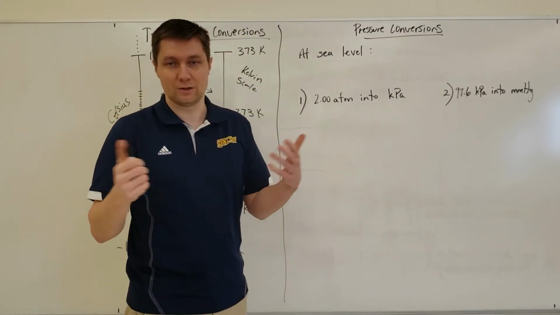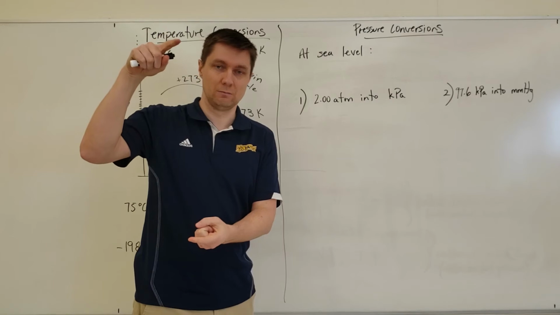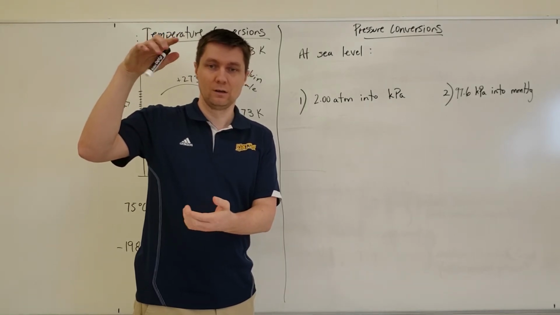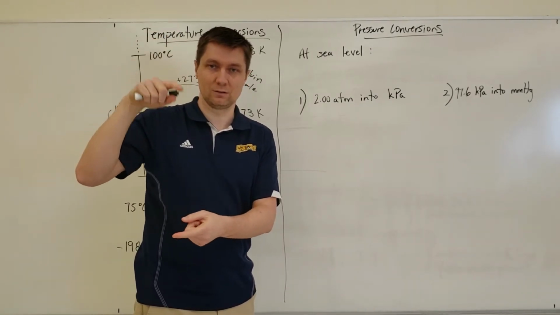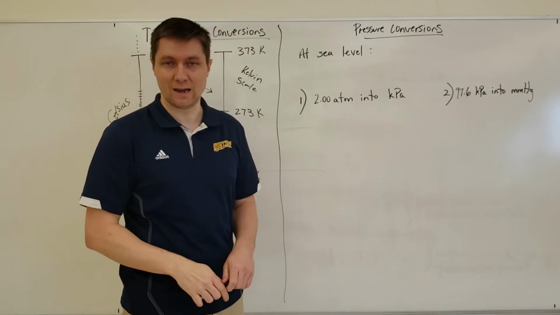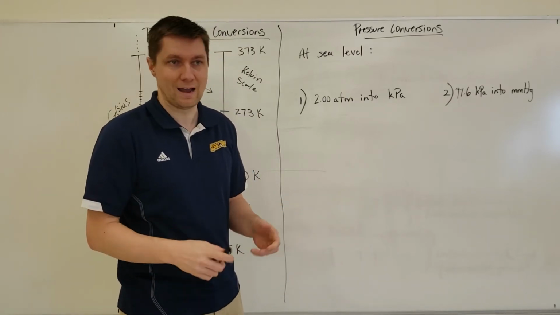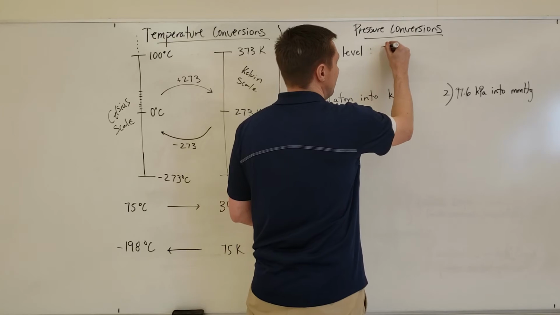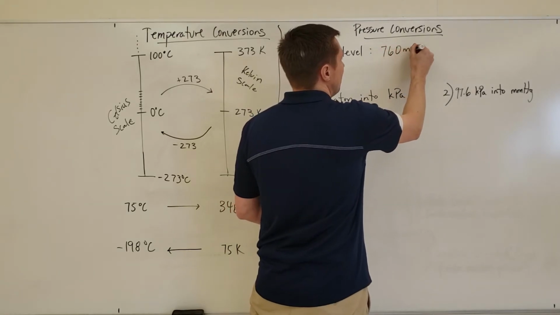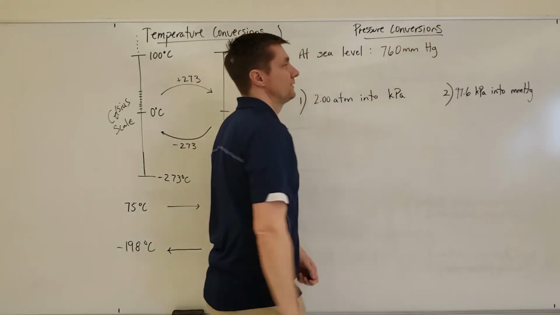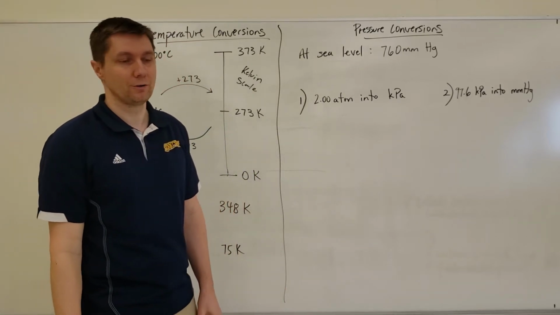And so they just naturally said, okay, if there's 760 millimeters of mercury that go up this little capillary tube, then let's just set that as the air pressure at sea level. And so they said at sea level, we had 760 millimeters of mercury.